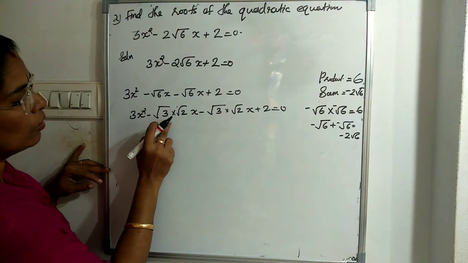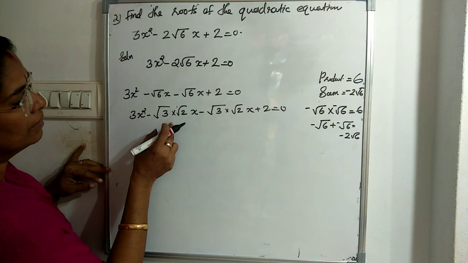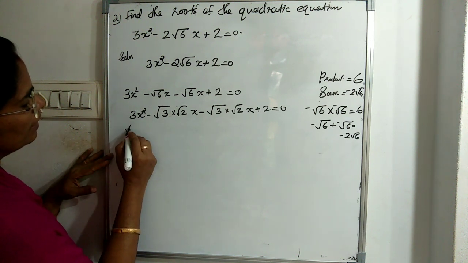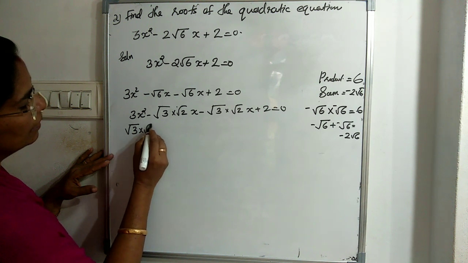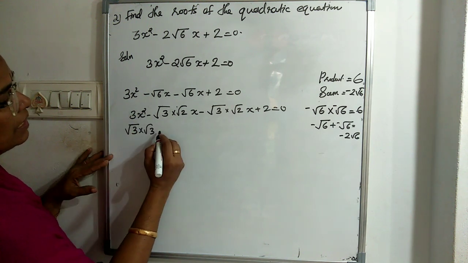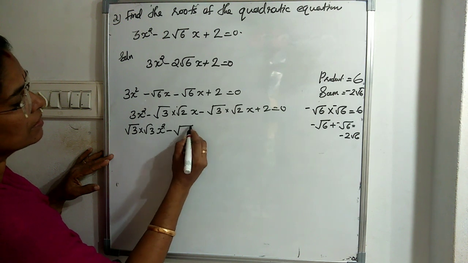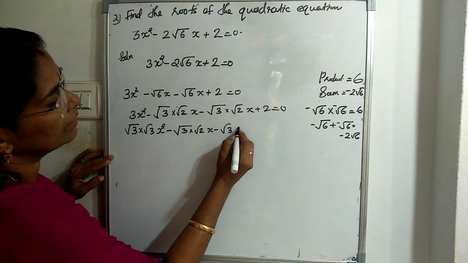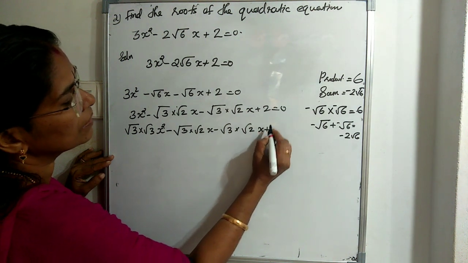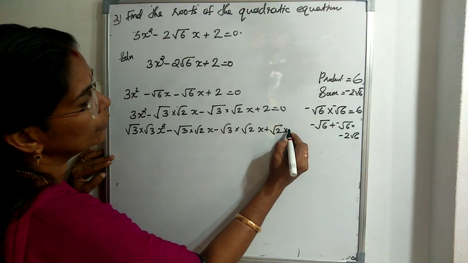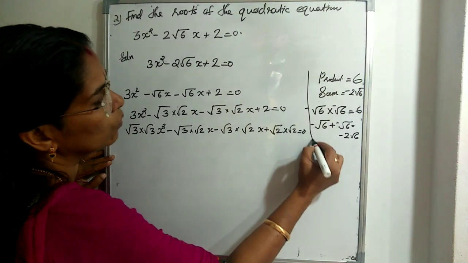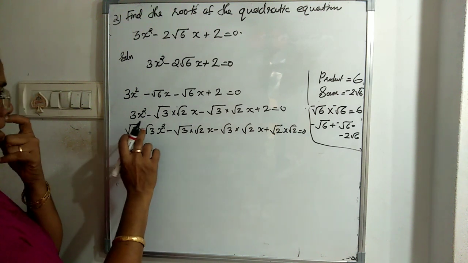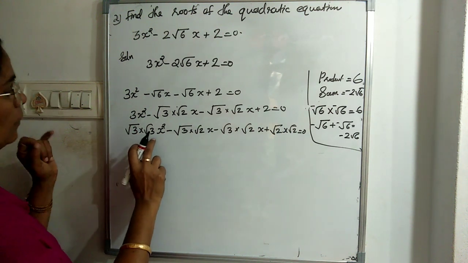We have to take one common factor from here, but we cannot take 3 as a common factor. So we are changing 3 as √3 into √3. √3 into √3 is 3 itself. So √3 into √3 x² − √3 into √2 x − √3 into √2 x, plus 2 we also make as √2 into √2, equal to 0. Okay, we are splitting 3 as √3 into √3.